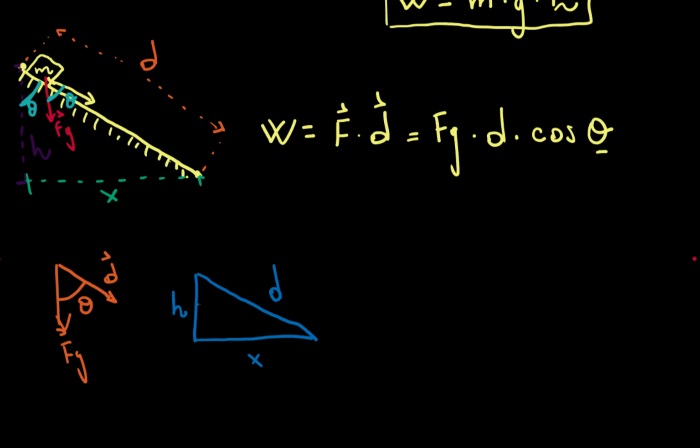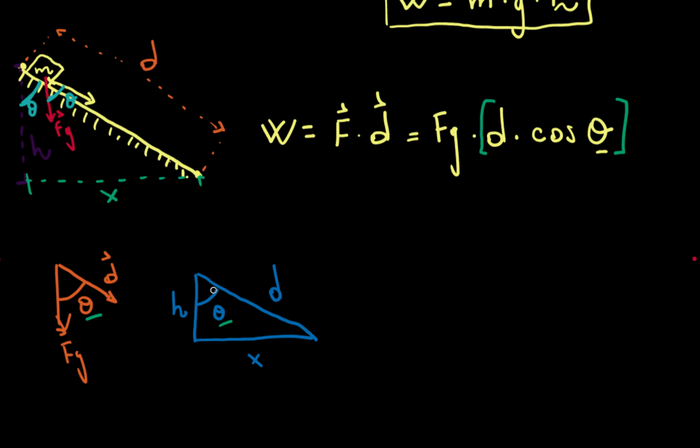And this angle theta here is the same as that angle right there. Actually, let's do this. So this angle theta there is the same as this angle theta there. Why am I going through the trouble of showing you that this angle here is the same as this angle? Because look at d cosine theta.